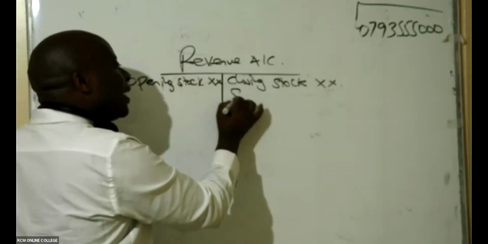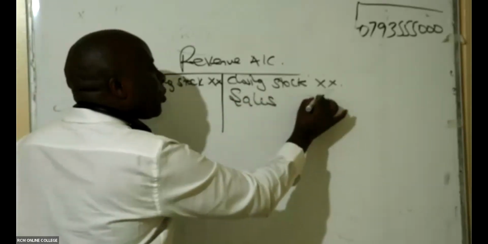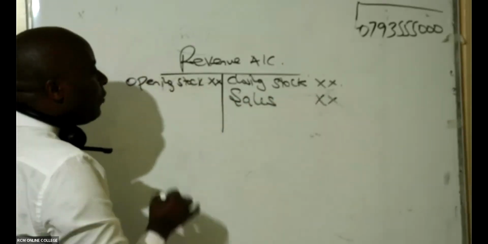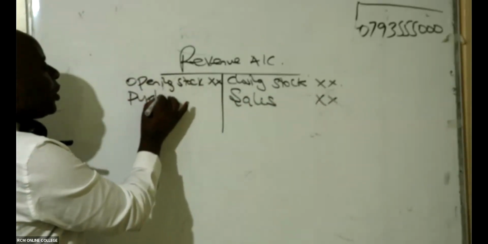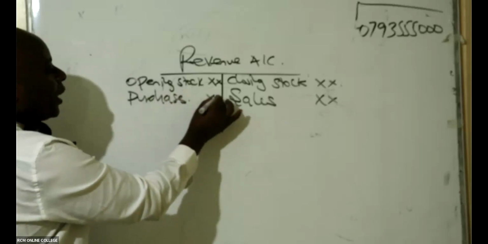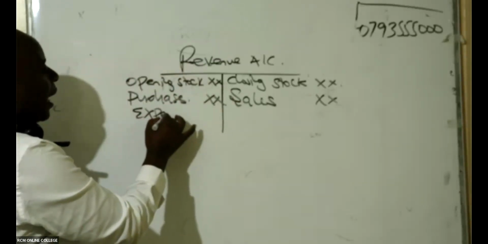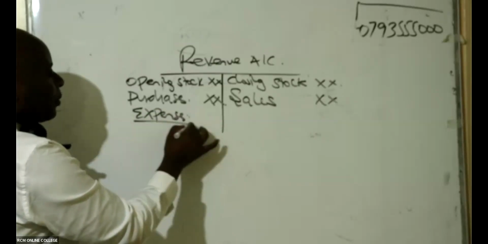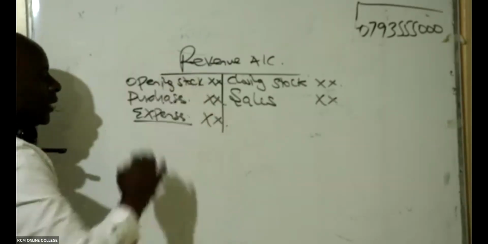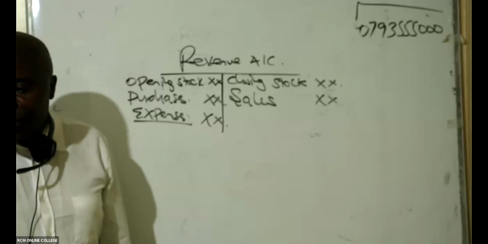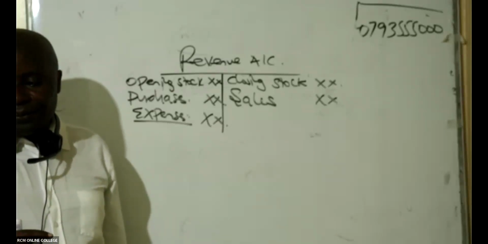If we sell anything, we are going to have sales on this side. If we purchase, we are going to have purchases on this side, and then, ladies and gentlemen, we have in this case our expenses. All our expenses shall be debited like that.